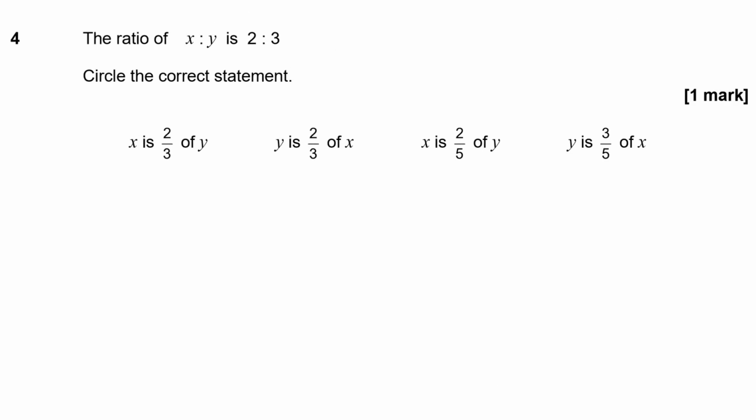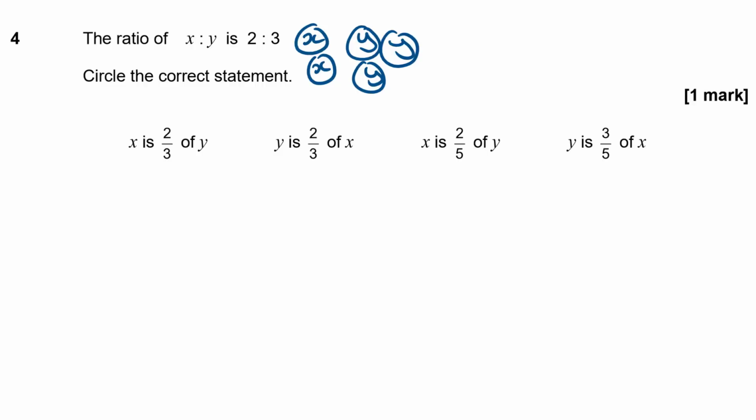In question 4, we're told that the ratio of x to y is 2 to 3. So that means for every 3 y's, you have 2 x's.